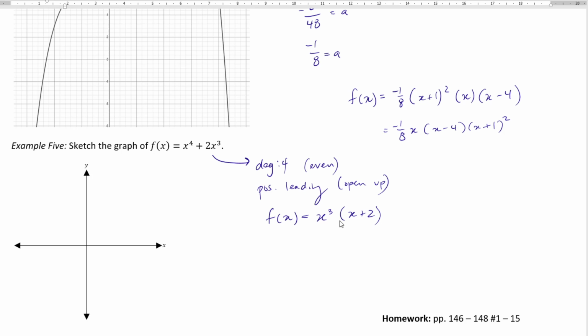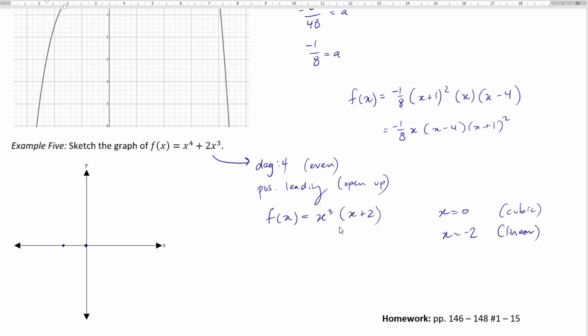And that tells me that I have two zeros. I have a 0 at x is equal to 0, and it's going to behave cubically through that. So this is one of my zeros. And then x is equal to -2. And at x is equal to -2, I have linear behavior, like this. Okay. So I've got to have that S shape through x is equal to 0. I've got to have linear behavior through x is equal to -2, and it has to open up.